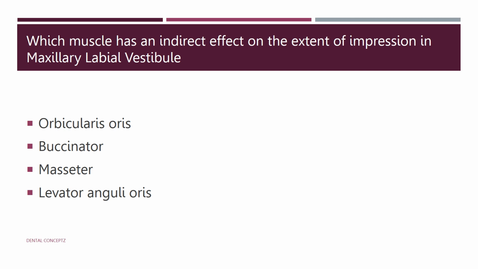Next is, which muscle has an indirect effect on the extent of impression in maxillary labial vestibule? In case of maxillary labial vestibule, the main muscle of the lip, which forms the outer surface of the labial vestibule, is orbicularis oris. So the answer will be the orbicularis oris.